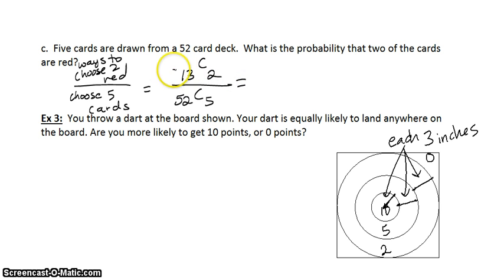You know what? I just did that wrong, but I will fix it in the next video because I'm about to run out of time. Because there's 26 red, right? 13 diamonds, 13 hearts. Okay.